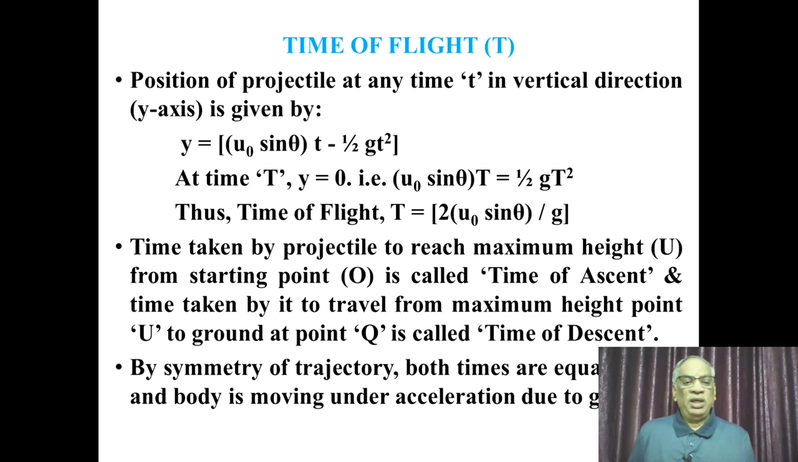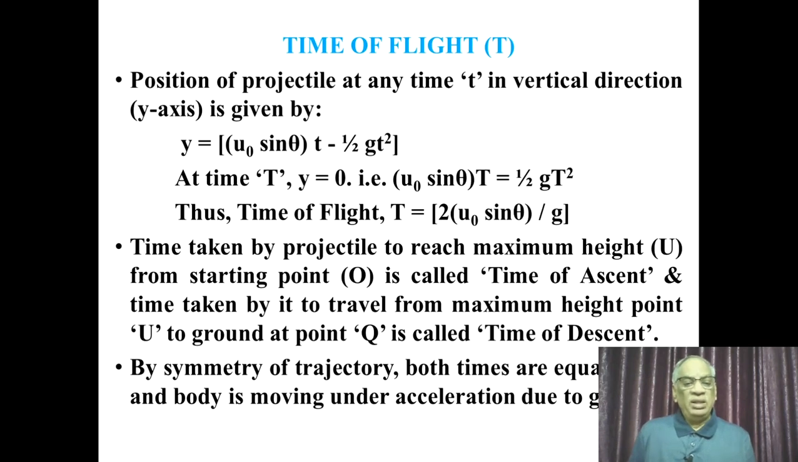The position of the projectile at any time t in the vertical direction is given by y = u naught sin theta t minus half g t square. Now we are trying to find the equations for time of flight, time of ascent and time of descent. So y = u naught sin theta T minus half g T square at capital T. When you substitute y = 0, u naught sin theta T = half g T square. Hence, the time of flight is 2 u naught sin theta by g.